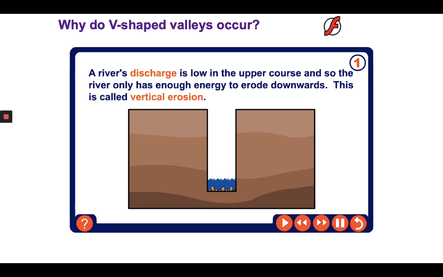So why do V-shaped valleys occur? Now, a river's discharge is low in the upper course, and so the river only has enough energy to erode downwards. Now you're probably thinking, what do I mean by that? River's discharge is a word we've looked at before, and that means the amount of water in a river. So it's quite low in the upper course. There's not that much water. The river only has enough energy to erode down and not laterally. And this is called vertical erosion, which I have mentioned already.